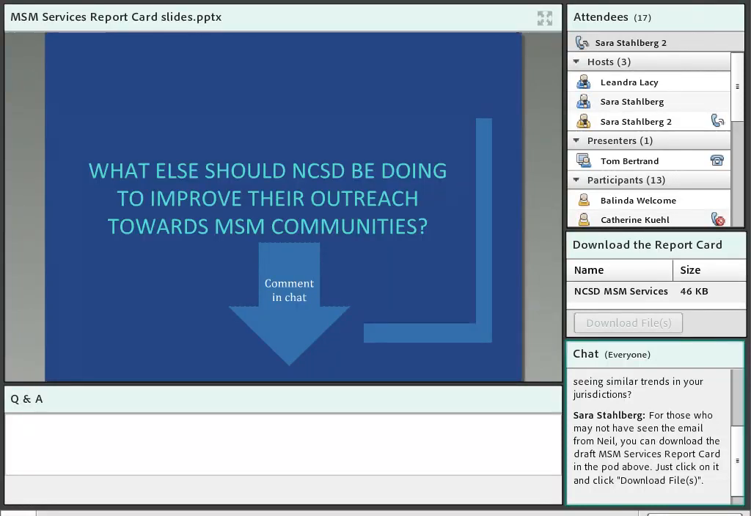So all that to say, essentially the question we're asking is, what else should NCSD be doing in addition to improving and disseminating and promoting this report card and self-assessment tool? What should we be doing to improve our outreach towards MSM communities? The chat box is in the lower right-hand corner of the screen. If you have any suggestions or thoughts that you want to share, I encourage you to type that into the chat box.